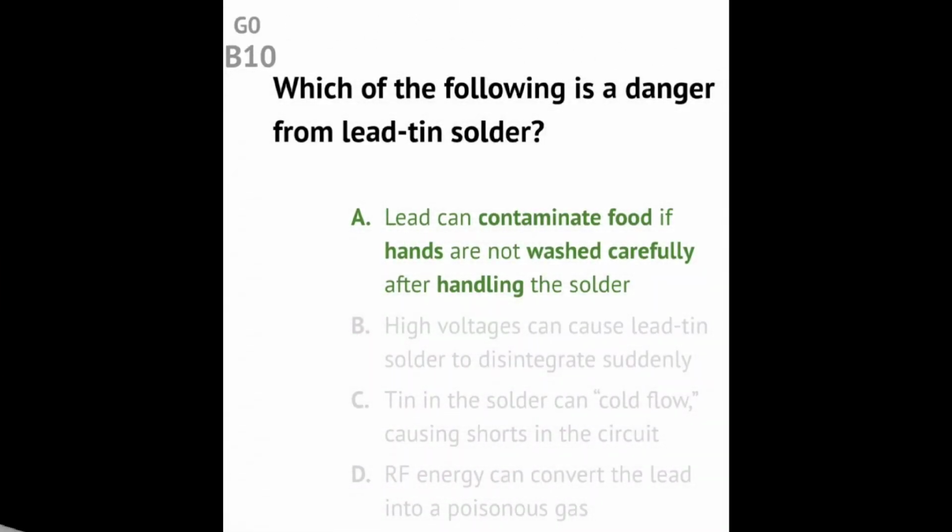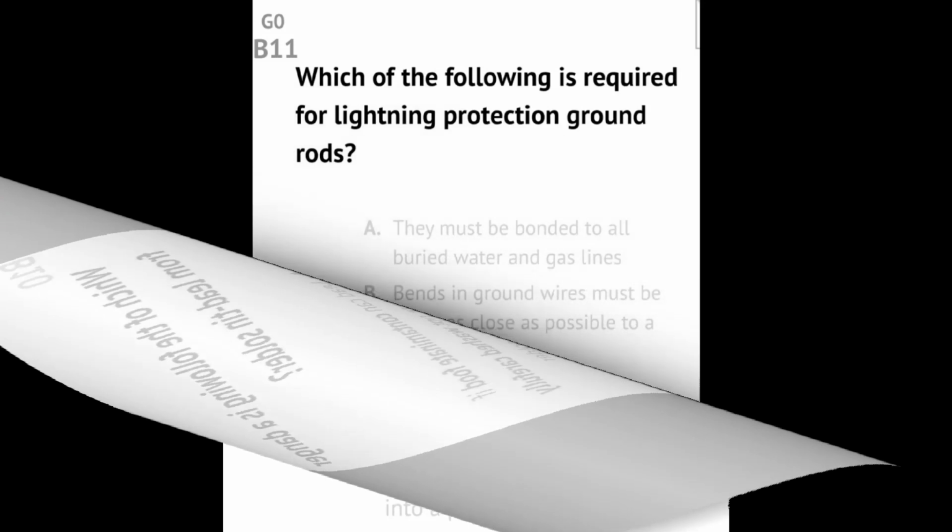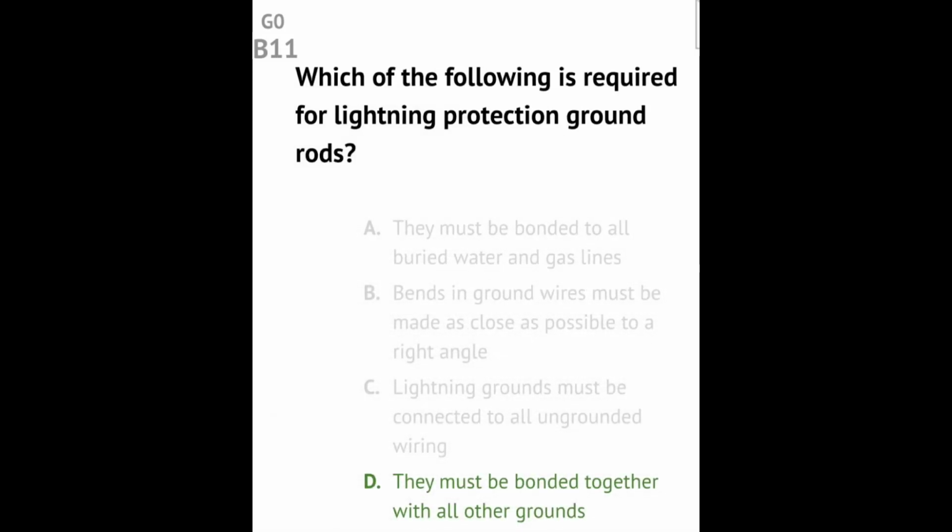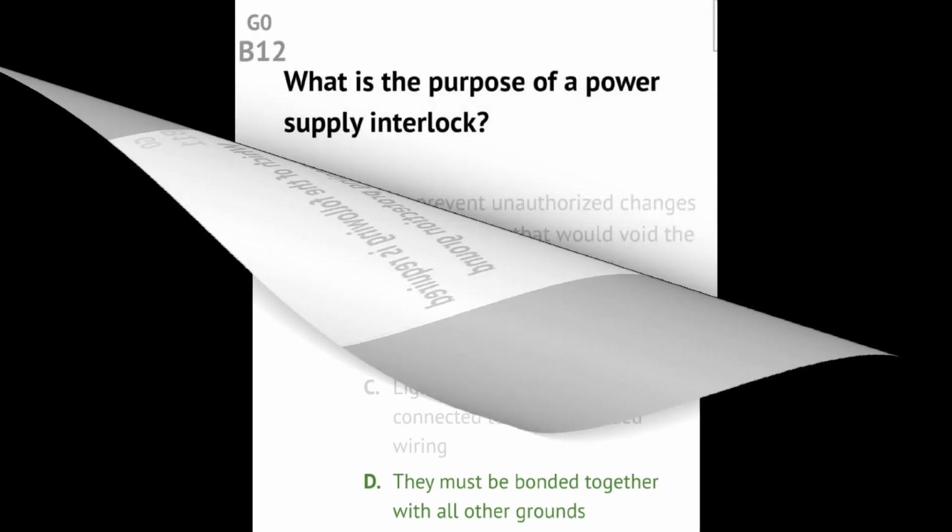Question G0B10. Which of the following is a danger from lead-tin solder? Answer: lead can contaminate food if hands are not washed carefully after handling the solder. Question G0B11. Which of the following is required for lightning protection ground rods? Answer: they must be bonded together with all other grounds.